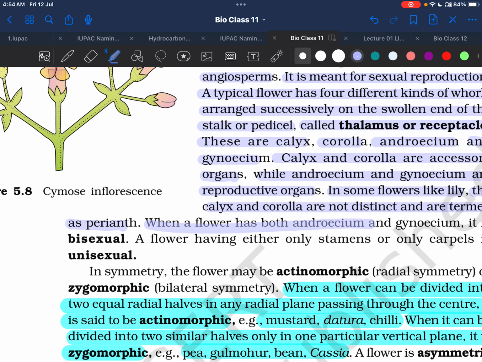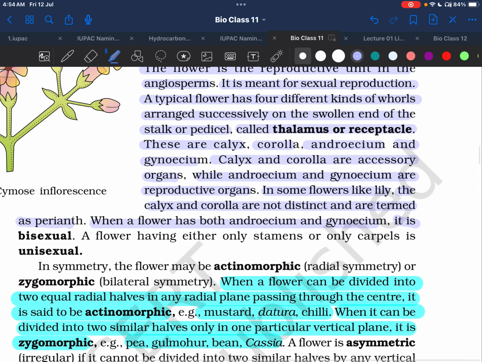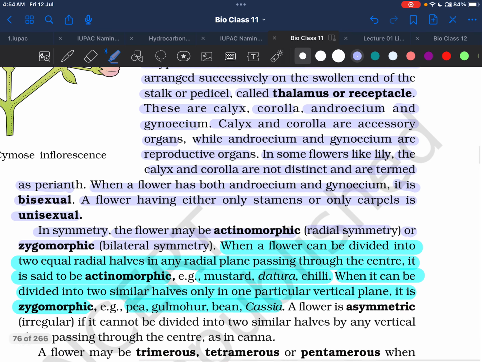When a flower has both androecium and gynoecium, it is bisexual. A flower having either only stamens or only carpels is unisexual. In symmetry, the flower may be actinomorphic, radial symmetry, or zygomorphic, bilateral symmetry.